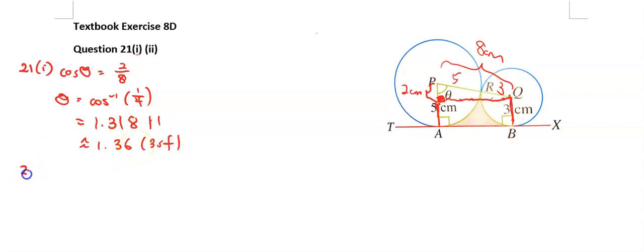Next, in part 2, we are supposed to find the area of the shaded region. The most direct way that I can see is to find the area of trapezium PABQ, then subtract the two sectors of the circles. However, in order to find the area of the trapezium, we need to get the length of AB.